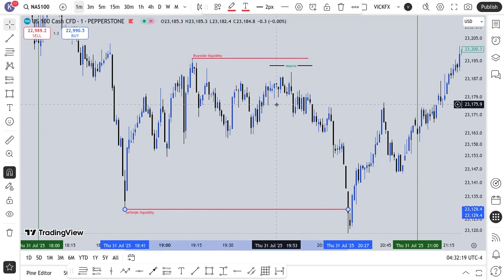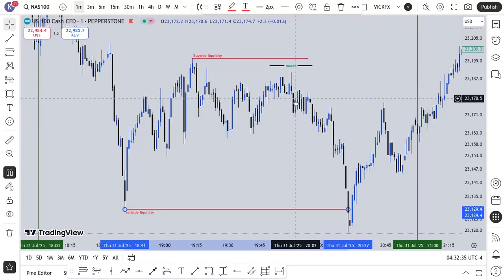Which other liquidity? Before this 1950, we had this liquidity here. So the market came down and swept that liquidity. This is a sweep. You can see the wick. It just wicked. That is called a sweep.